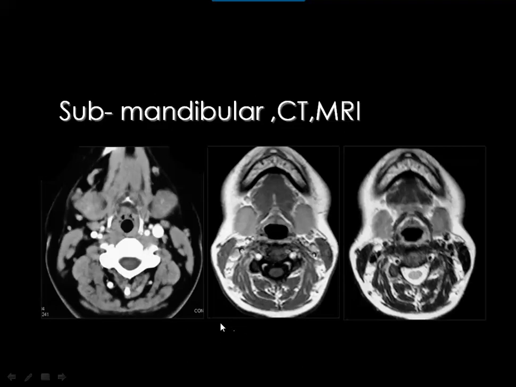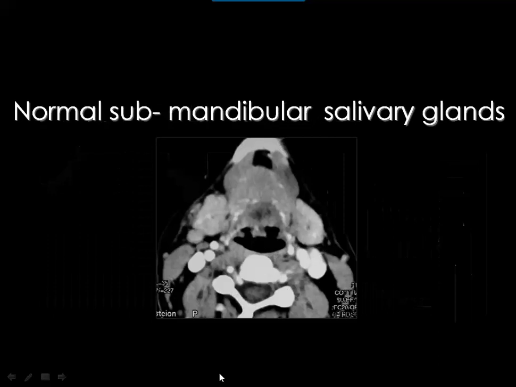And this is the normal appearance of the submandibular salivary glands by CT. The glands are more dense, of course, compared to the parotid glands. And in the T1 weighted image, they look of intermediate signal with some decreased signal in the T2 weighted images. And this is the submandibular salivary glands in an axial contrast enhanced CT image. You see this is the left one, and this is the right submandibular salivary gland.